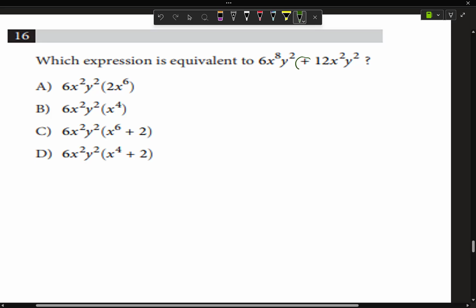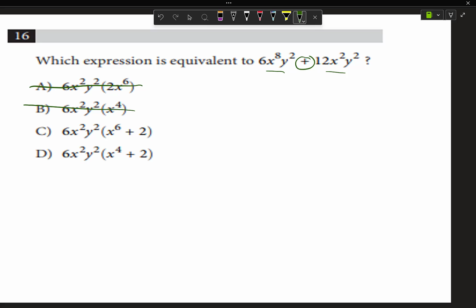The first thing I notice is this plus sign is separating these two terms. And I notice the four choices. I know it can't be A and it can't be B because we don't have that plus sign separating the number of terms. So we know it's either C or D.